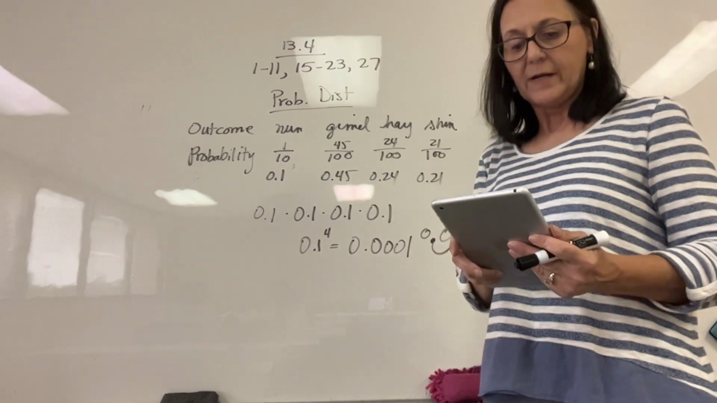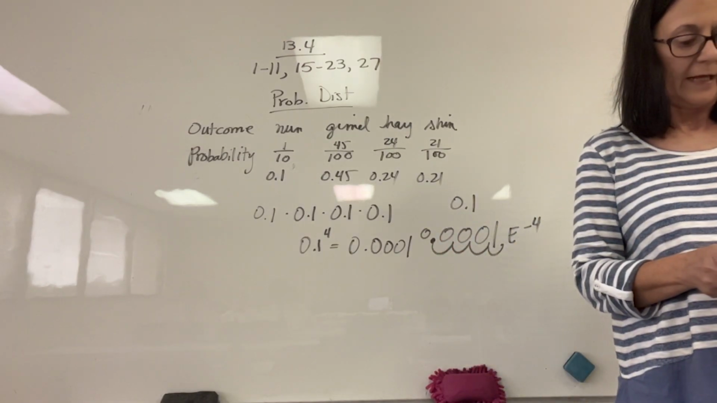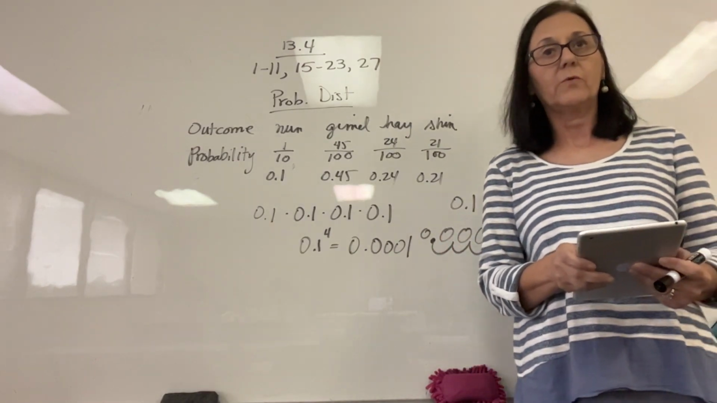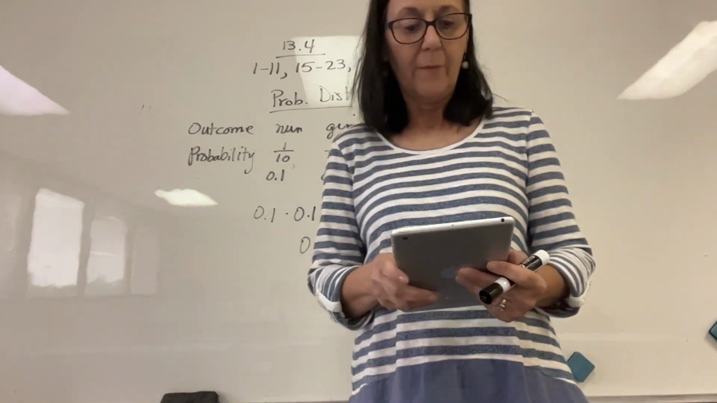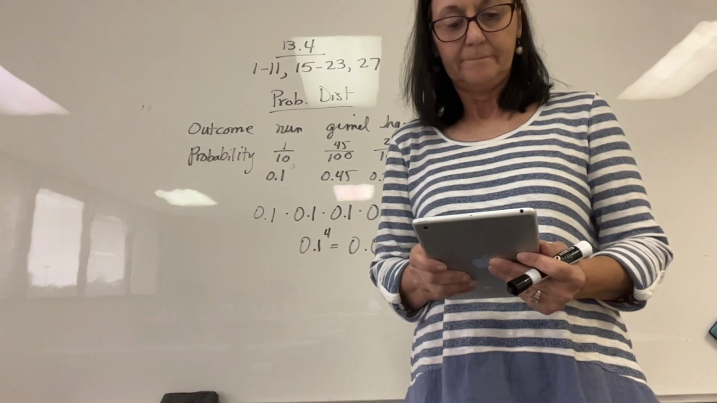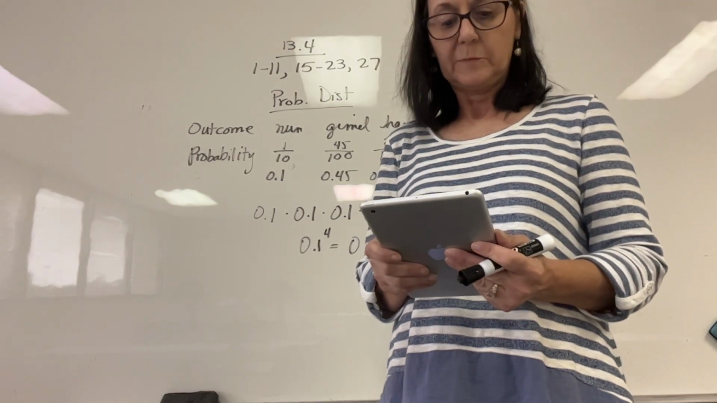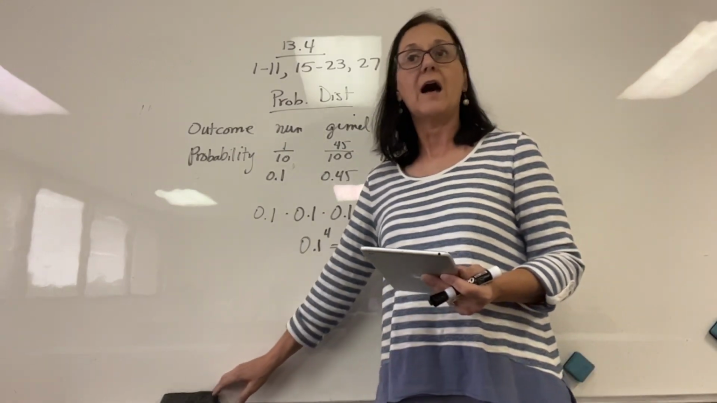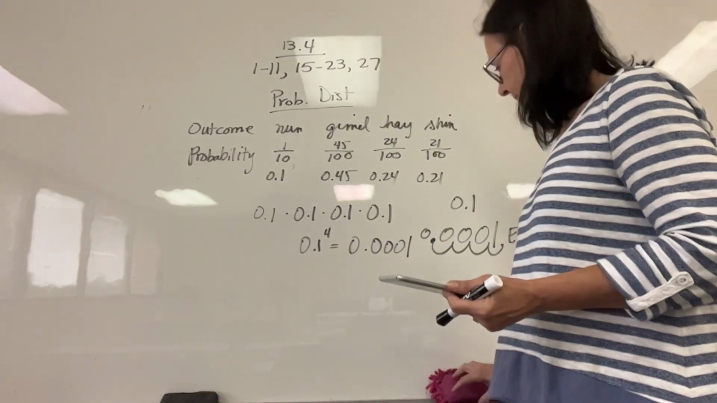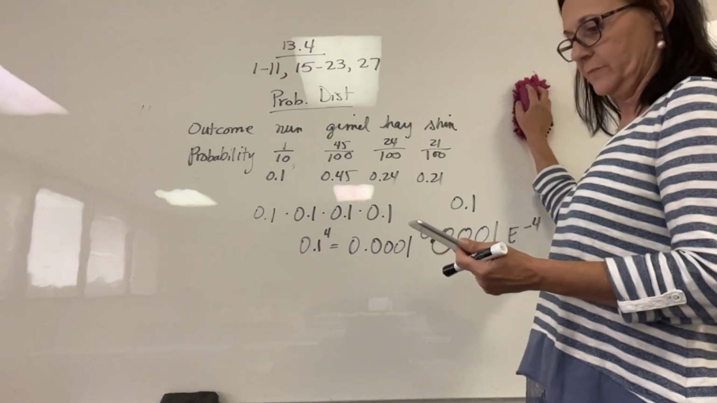Number 9 says run a simulation. Are we running any simulations? We are not, so we're not doing number 9. Can we do number 11 if we don't do number 9? No, we cannot. So we're not doing numbers 9 or 11. I need to change that.